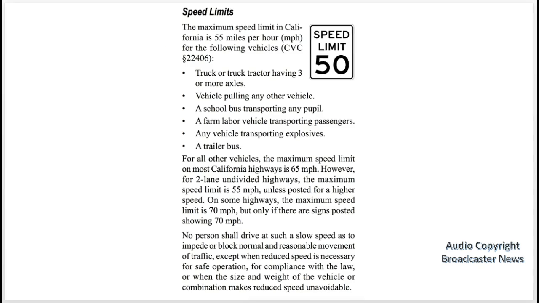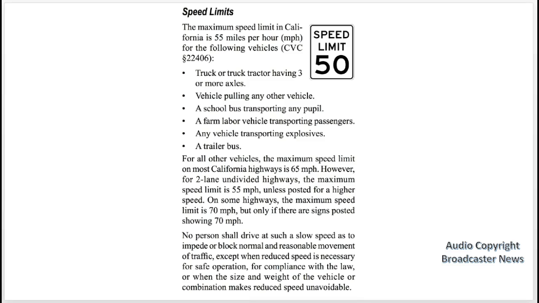Okay, here we go. Let's talk about speed limits. The maximum speed limit in California is 55 miles per hour for the following vehicles: trucks or truck tractors having 3 or more axles, or vehicles pulling any other vehicle, or a school bus transporting any pupil, or a farm labor vehicle transporting passengers, or any vehicle transporting explosives, or a trailer bus.